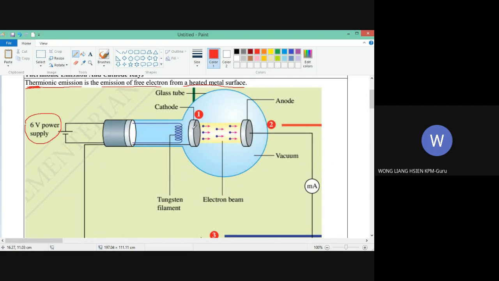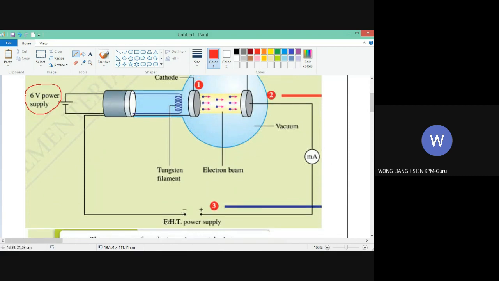Okay, just a piece of metal, and this piece of metal is connected to the negative terminal of the EHT power supply. EHT is extra high tension. So usually an extra high tension power supply is around 500 volts to around 6,000 volts, and it can be higher also. At least the EHT power supply of our school is 500 volts to 6,000 volts.